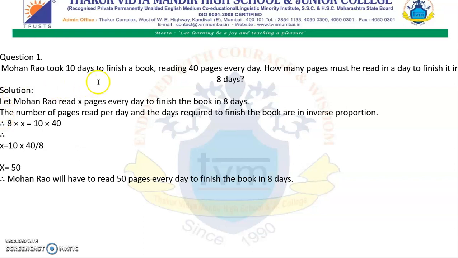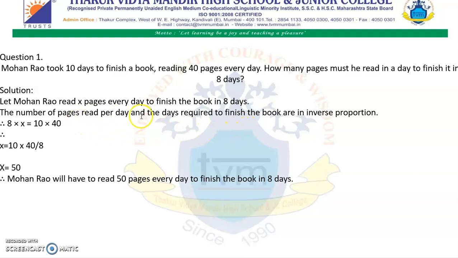Next question. Mohan Rao took 10 days to finish a book. Reading 40 pages every day, how many pages must he read in a day to finish it in 8 days? Solution. Let Mohan Rao read X pages every day to finish the book in 8 days. We have assumed that Mohan is reading X pages. The number of pages read per day and the days required to finish the book are in inverse proportion. How it is in inverse proportion?